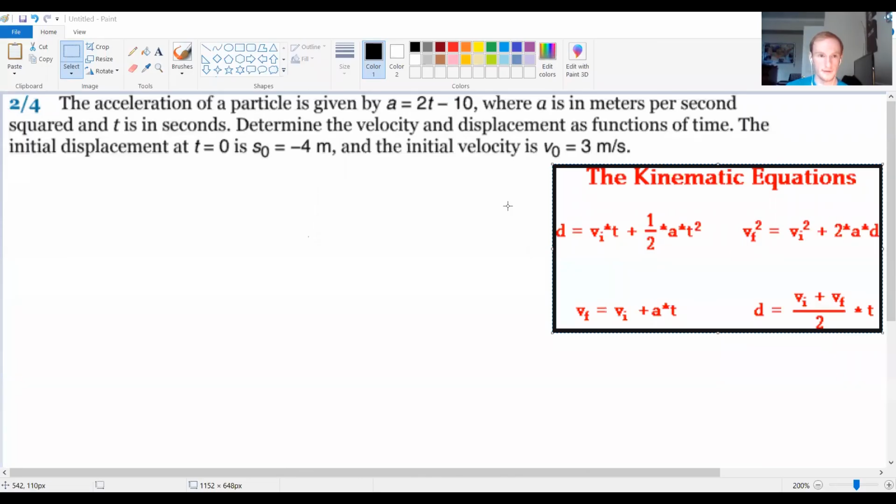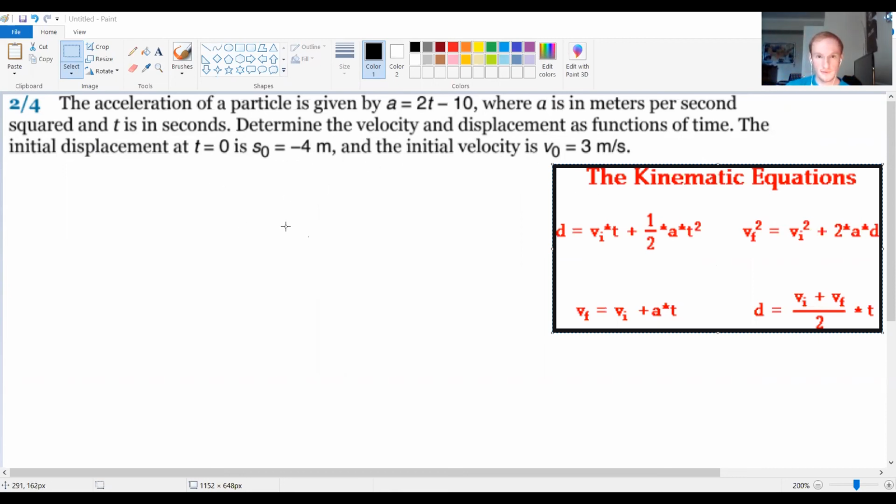Yeah, so without further ado, the first example problem we're going to be doing today is problem 2.4. We have the acceleration of a particle given by a equals 2t minus 10, where a is in meters per second squared and t is in seconds. Determine the velocity and displacement as functions of time. The initial displacement at t equals 0 is -4 meters, and the initial velocity is 3 meters per second.